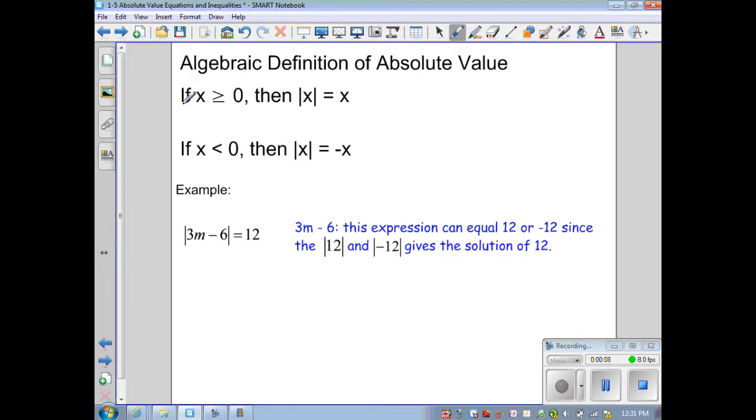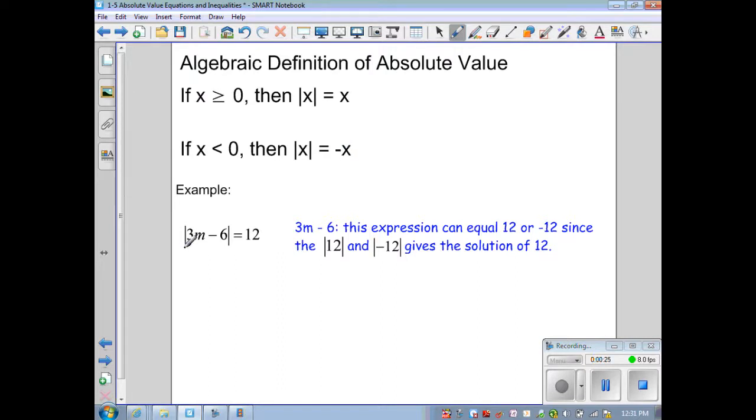If x is greater than or equal to 0, then the absolute value of x equals x. If x is less than 0, that means x has to be a negative number. Then the absolute value of a negative number is -x. But recall, x is already negative, so it's basically implying the opposite.